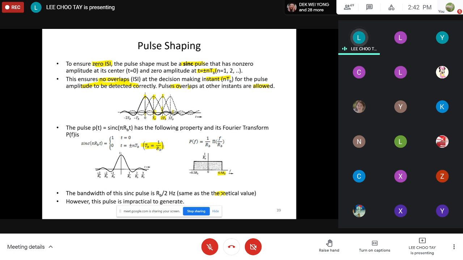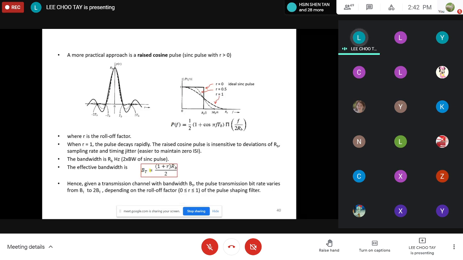However, this pulse is impractical to generate. It's not easy to generate a sync pulse. There are many problems related to it, which I won't go into in detail, but I'll talk about a bit in the next slide. So, a more practical approach is using a raised cosine pulse.